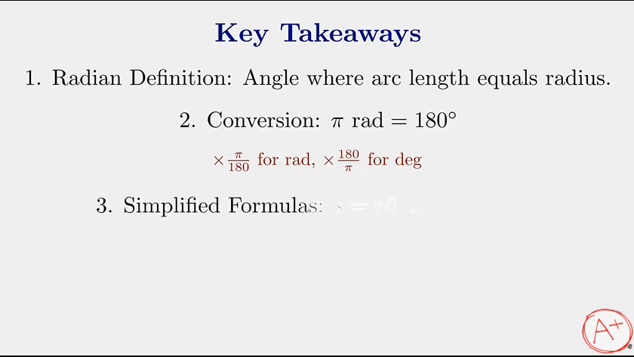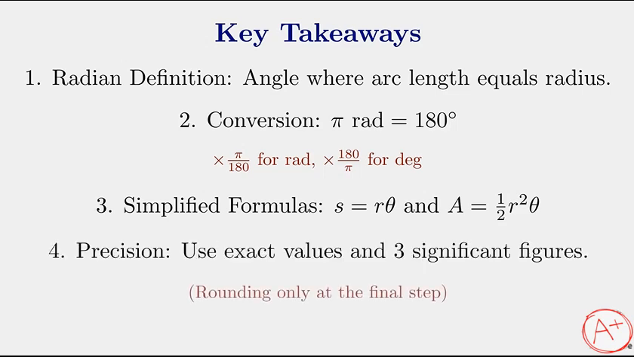Third, the formulas for arc length and sector area are remarkably simple in radians. Always double-check that your angle is not in degrees before applying them. Finally, maintain high precision. Work with exact fractions of pi whenever possible, and only round to 3 significant figures at the very final step of your calculation to satisfy Cambridge marking criteria.